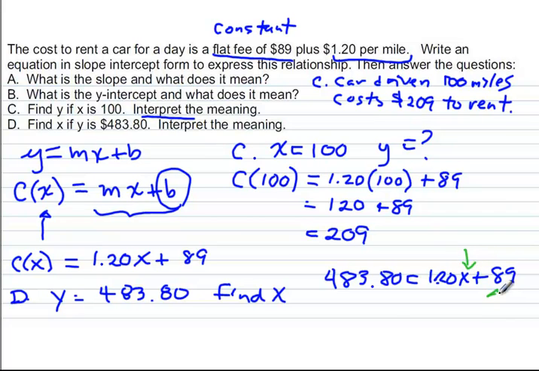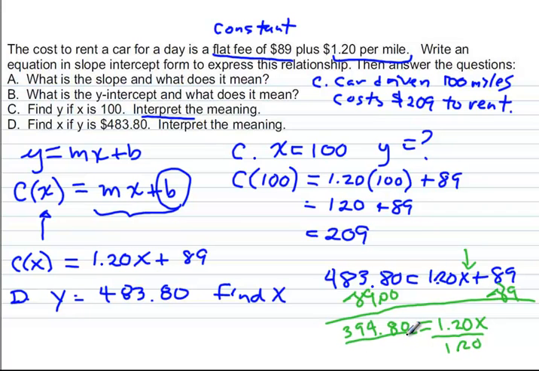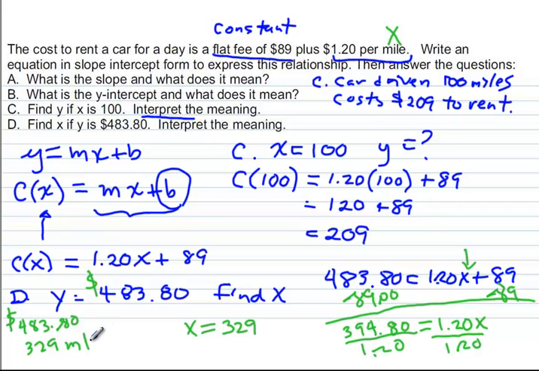So we've got to subtract 89 from both sides first. That's going to give us $394.80 equals $1.20 times x. Divide by $1.20. If you do that, you'll get x equals 329. Now remember, we said that x was our miles here. So if the cost is $483.80, then the number of miles is 329. So a cost of $483.80 means the car was driven 329 miles. So that's your interpretation for that second part.